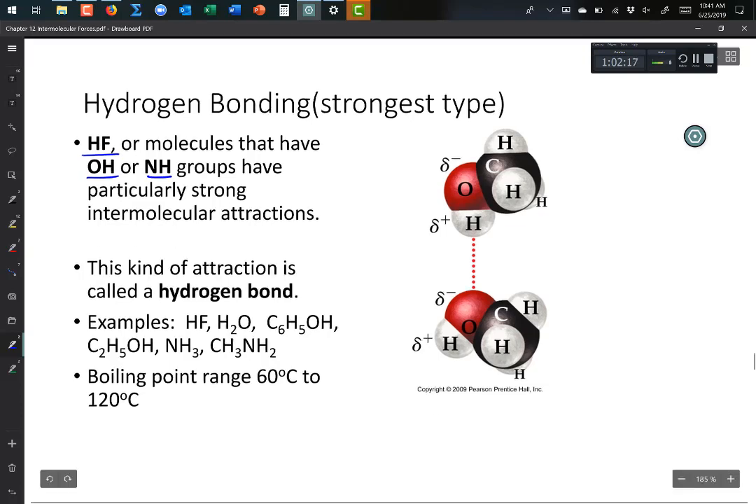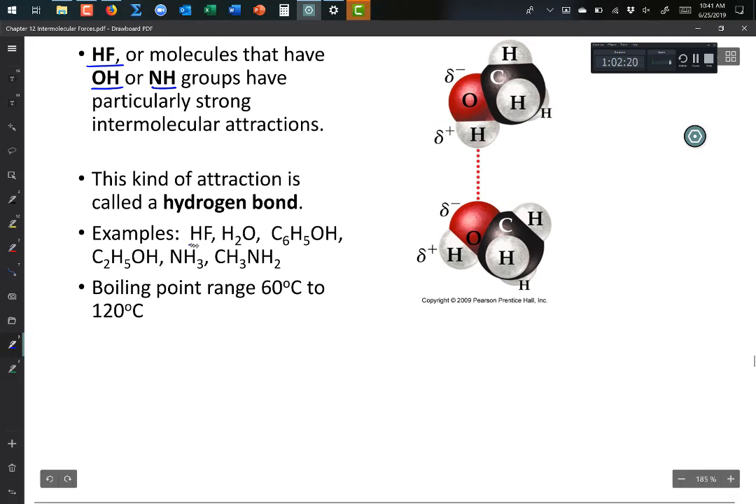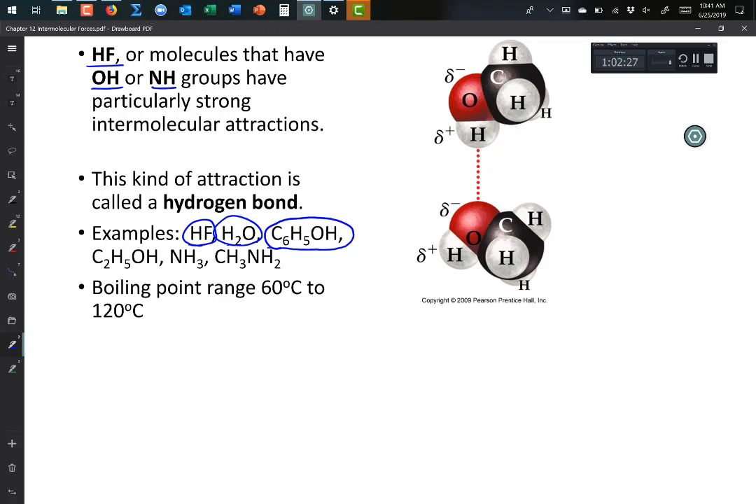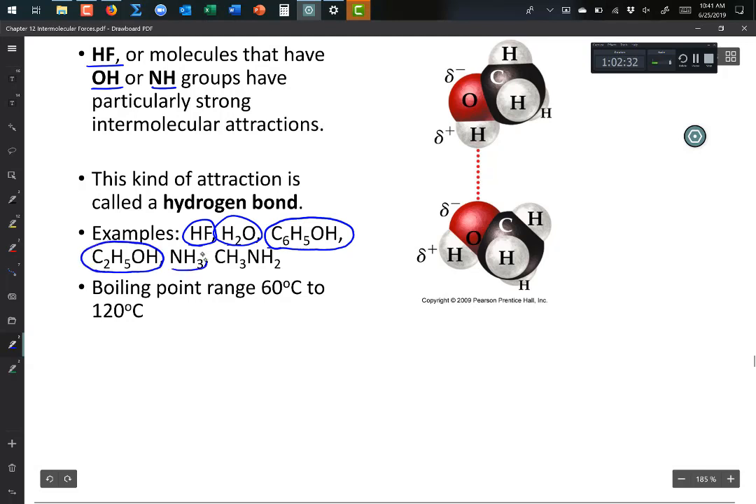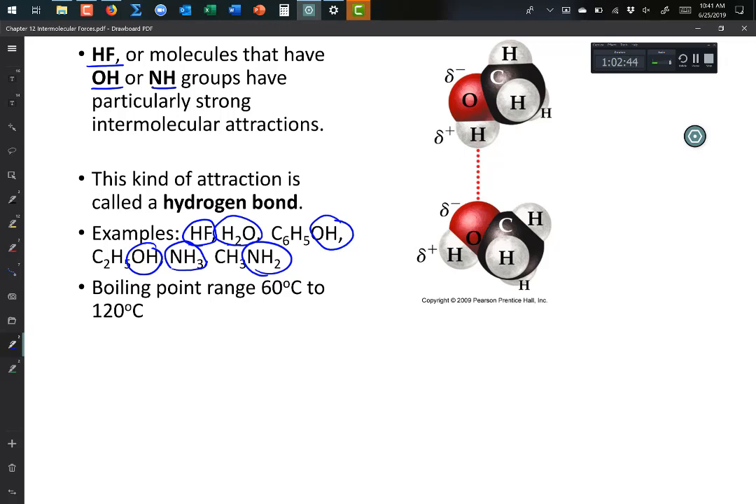So examples of molecules that have hydrogen bonding: HF, H2O, benzyl alcohol. I don't even know why that's in there. This is ethanol, ammonia, right? Do you recognize? Oh, I didn't mean to circle the whole thing. Sorry. I just meant to circle this part, and this part, and this part. Specifically, it's the part of the molecule that has the nitrogen with the hydrogen, or the oxygen with the hydrogen. If you have those things, you have hydrogen bonding, okay?